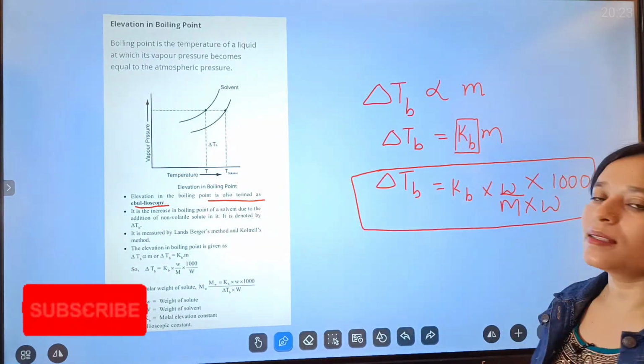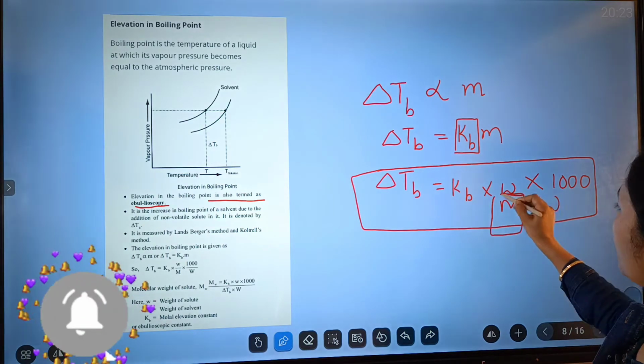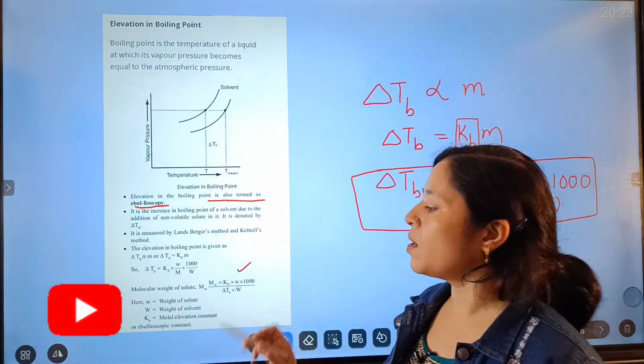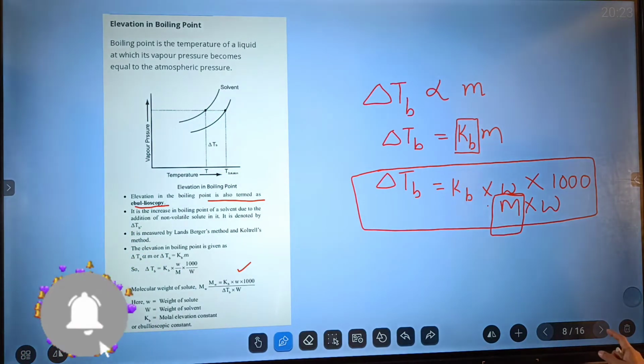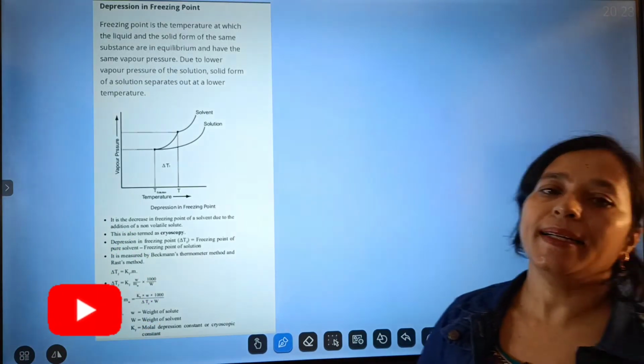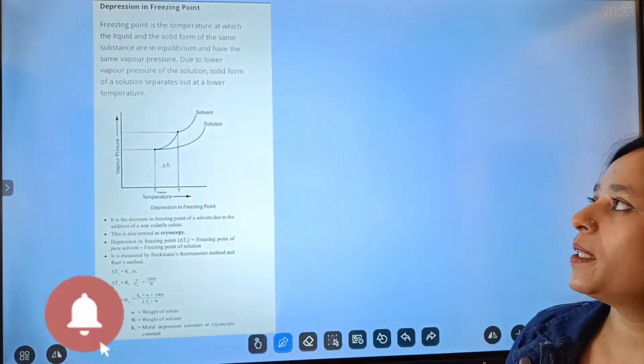But students, somehow a question also comes to calculate the molecular mass. From it you can calculate, I have given this formula also, how to calculate the molecular weight of the solute. Our next is depression in freezing point. This is our third property.